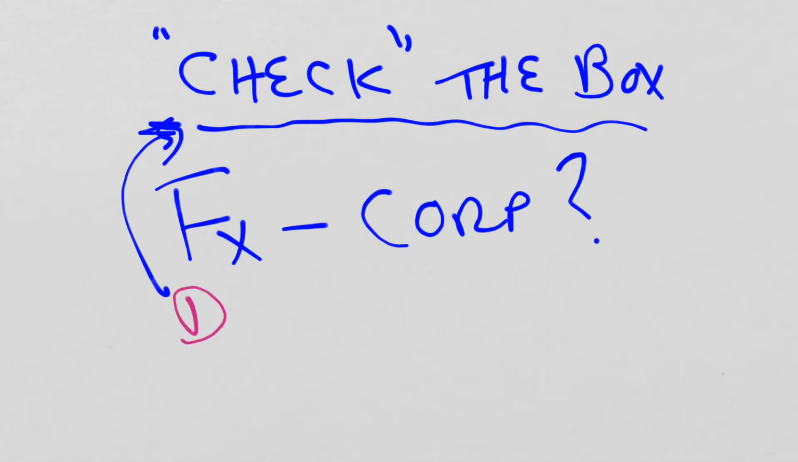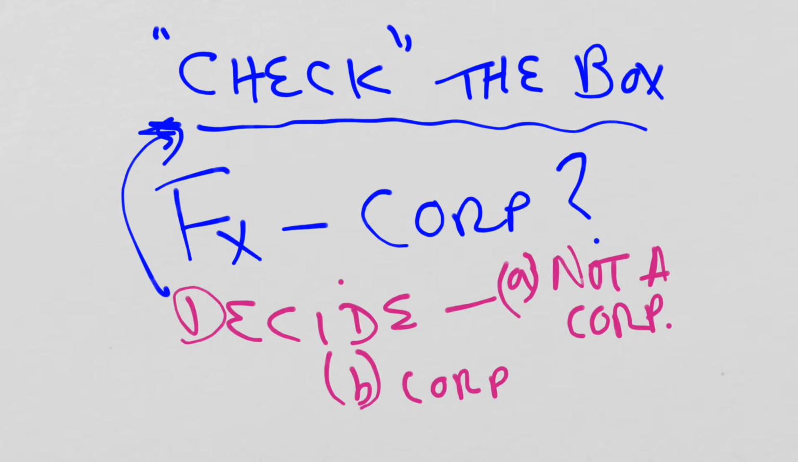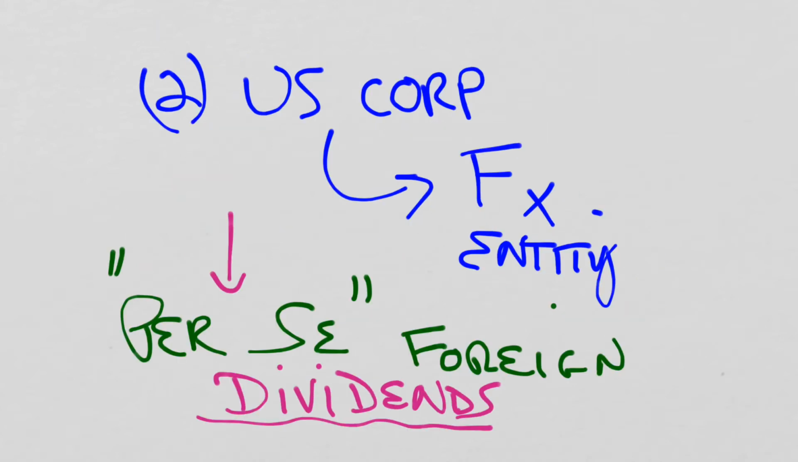You decide, and by checking the box, you could say it's A, not a corporation, in which case it'll be a flow-through entity. And we said that one of the advantages of that is that the losses flow through. Or B, you can make it a corporation if you want. The losses don't flow through, but the income doesn't flow through either, and you only pay U.S. tax when you pay dividends, just like in this diagram here.